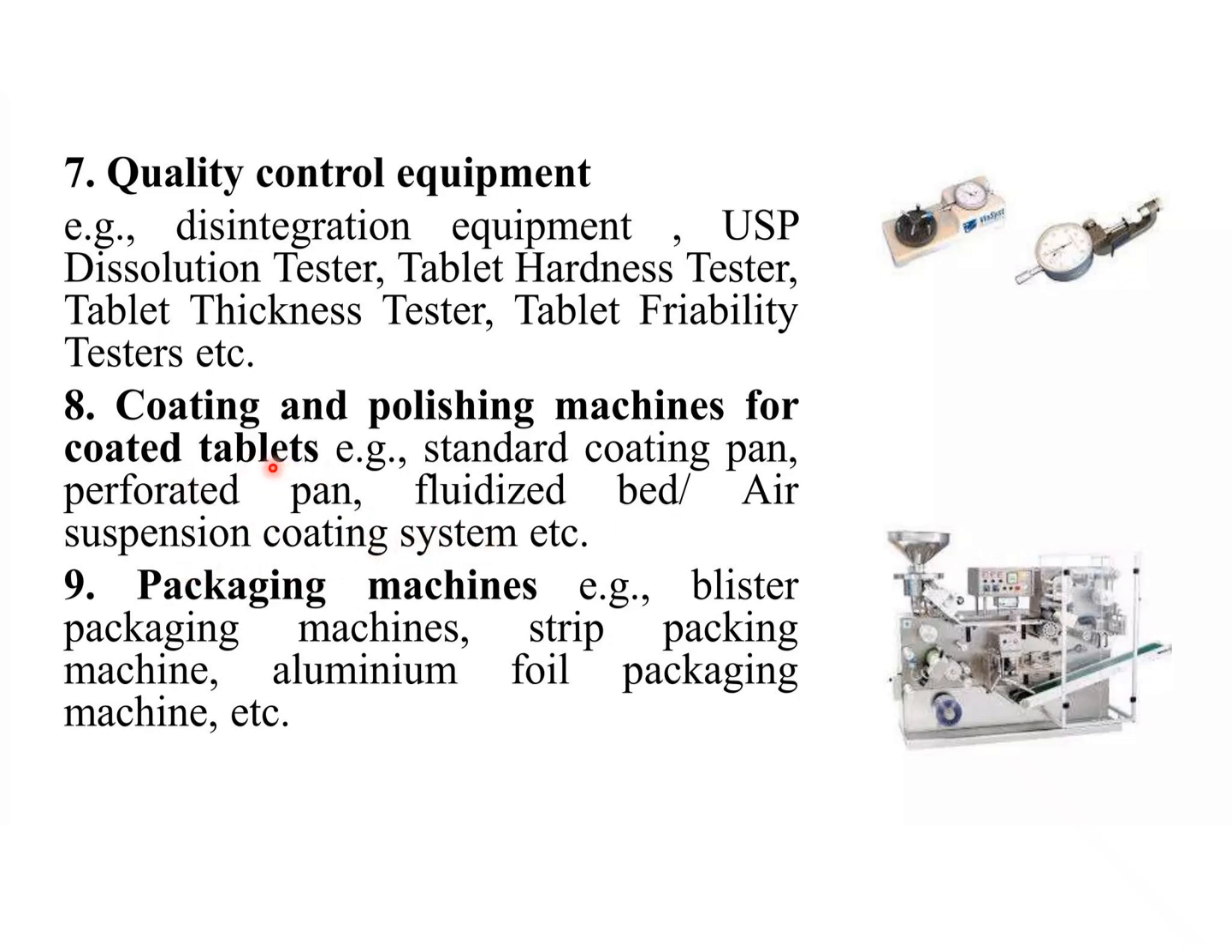For coating and polishing machine, for coated tablet, standard coating pan, perforated pan, fluidized bed or air suspension coating system are used. So we have a separate chapter upon this tablet coating. We'll discuss more with this topic. Lastly, packaging machine: blister packaging machine, strip packaging machine, aluminum foil packaging machine, these are used.